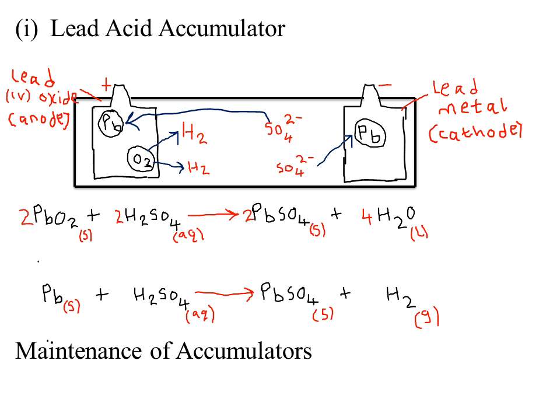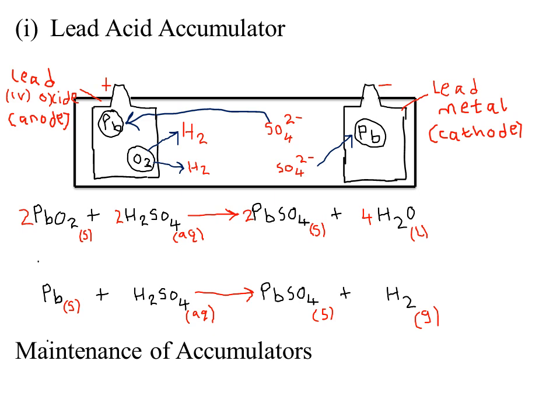Then the fourth way of maintaining accumulators is that the accumulator should not be left in a discharged condition for a long time. So avoid leaving the accumulator in a discharged condition for a long time. Why is this bad? The lead(II) sulfate deposits on the plates harden and cannot be converted back to lead(IV) oxide and lead. So this process is called sulfation.